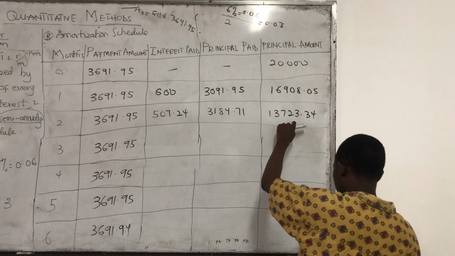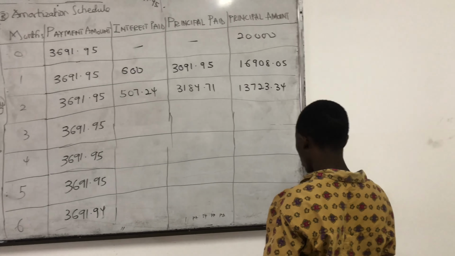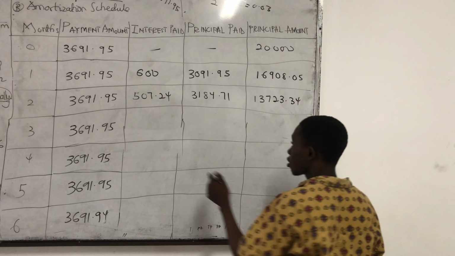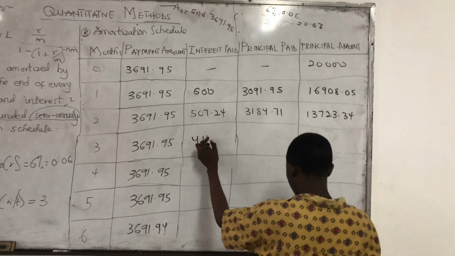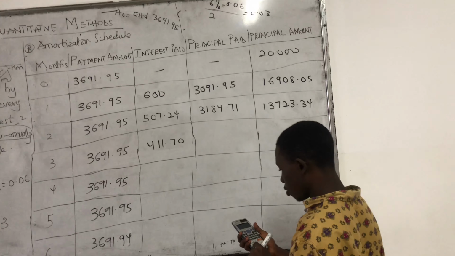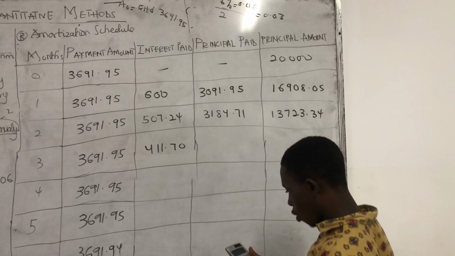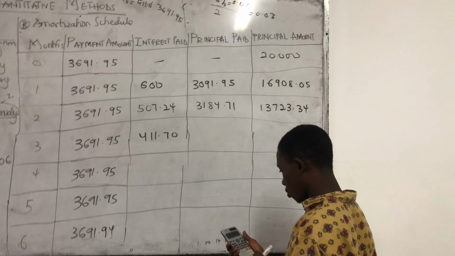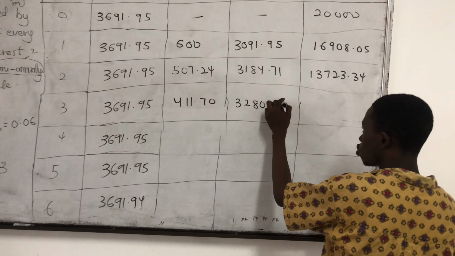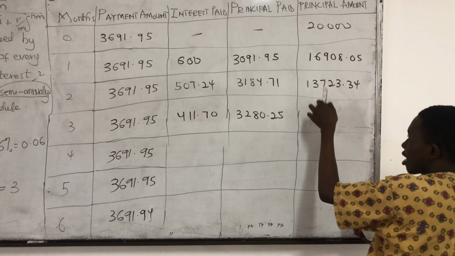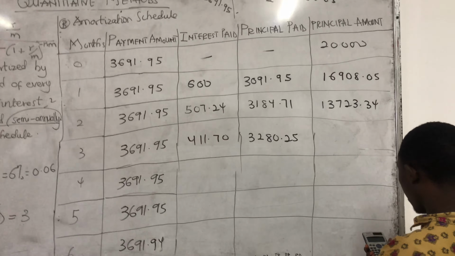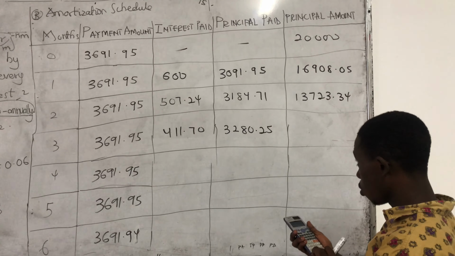Now I'm moving to month 3. So 0.03 times 13723.34. I'm getting 411.70. So 3691.95 minus 411.70, I'm going to get 3280.25. Then I subtract this from the principal: 13723.34 minus 3280.25.